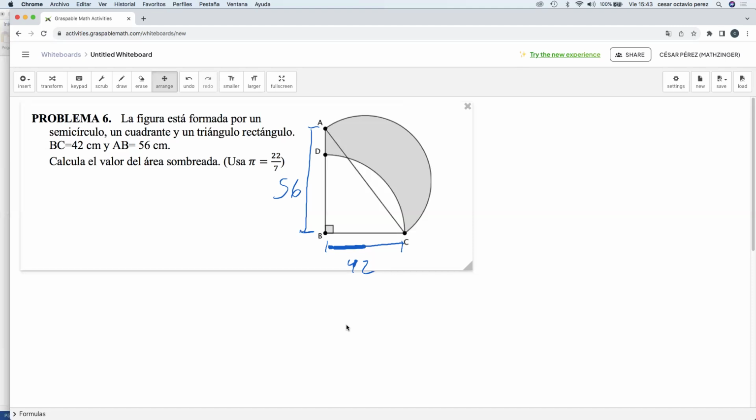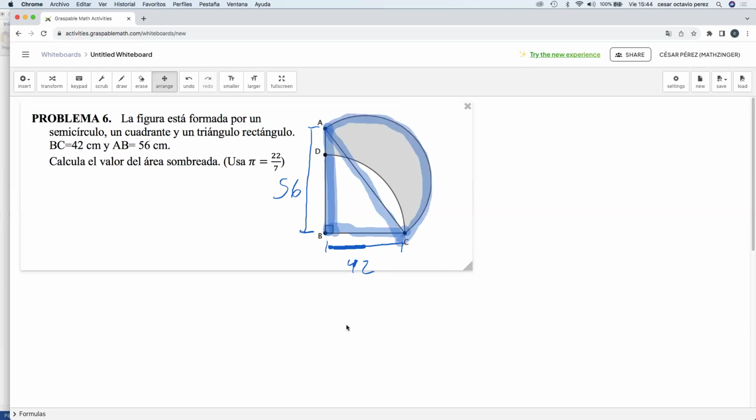No. Ok, let's see. Vamos a ver cómo está construida la figura. Dice, la figura está formada por un semicírculo, un cuadrante y un triángulo rectángulo. A cuadrante, it's a quarter of a circle. Okay. It's a quarter of a circle. This is a triangle, and this is a semicircle.